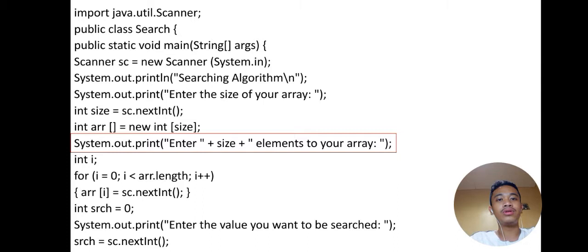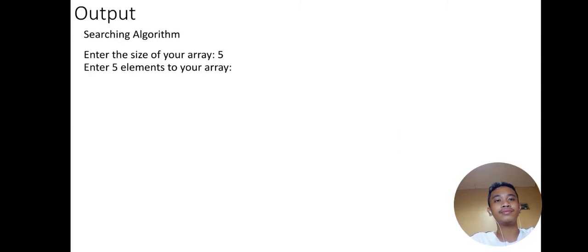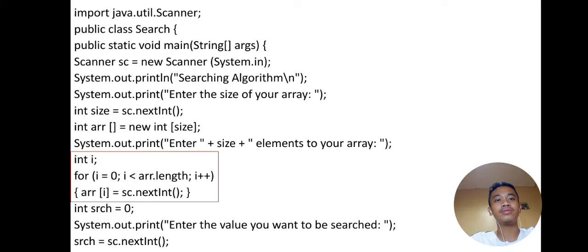Next, it will print "Enter 5 elements to your array." So this is our output. Next we have the declaration of integer variable i, and we have a for loop statement right here. So this for loop will perform if the condition is still true, otherwise it will end.